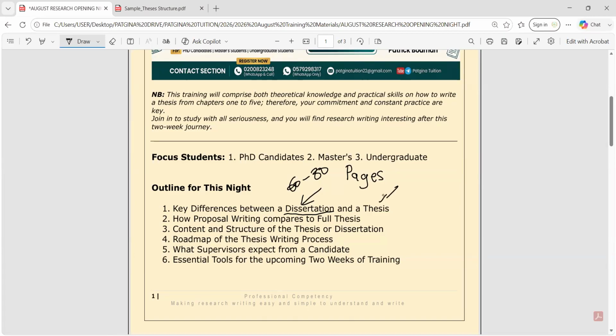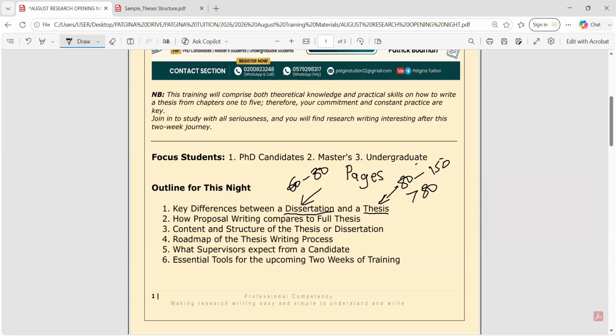Now let's go to this one. When we talk of thesis, you write above 80 to, let's say, 150 and above. So above 80, let me use that word. So greater than 80. Good. So if your number of pages is greater than 80, it means your work is no longer a dissertation. It is thesis. So please take note.